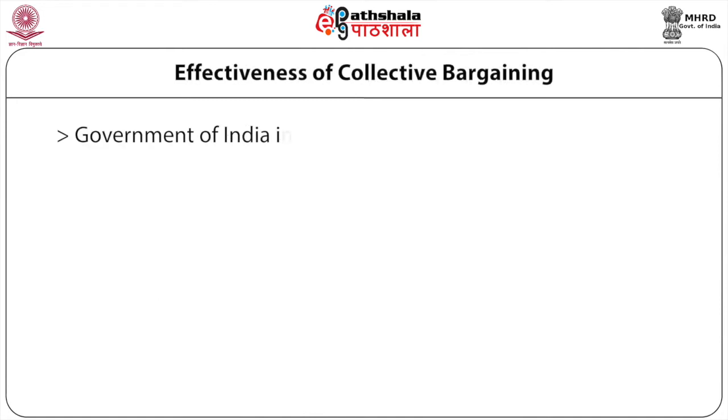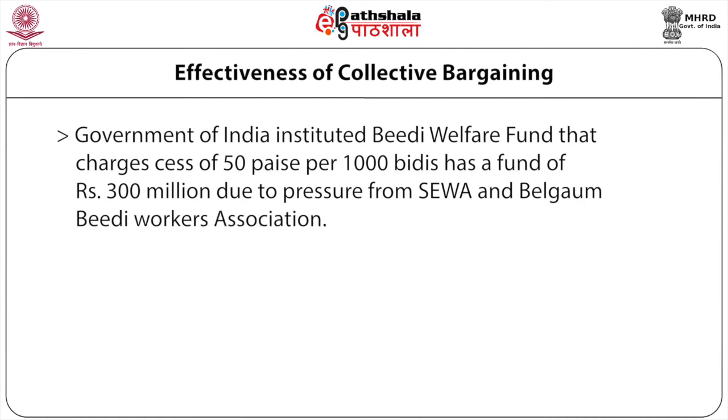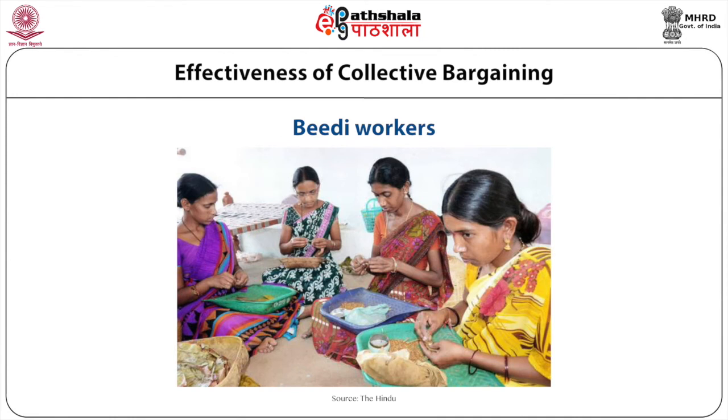The Government of India instituted the BD Welfare Fund that charges a cess of 50 paise per 1000 BDs, and has a fund of nearly 300 millions due to pressure from SEWA and the Belgaum BD Workers Association. So, BD workers who were completely helpless, constantly dealing with tobacco, getting a variety of illnesses like respiratory tract infection or asthma or cancer, were totally protectionless, and because of collective bargaining and unionization, they managed to get this cess.